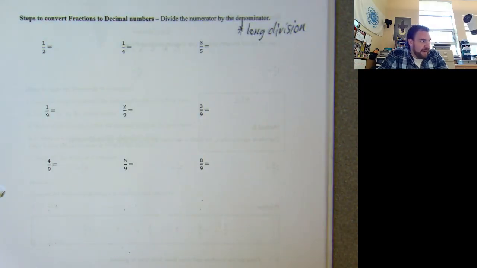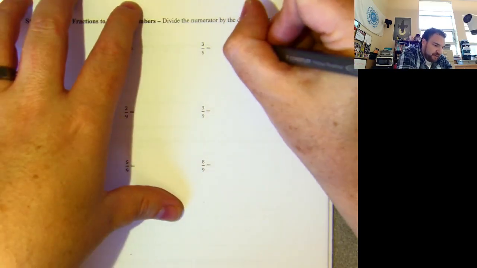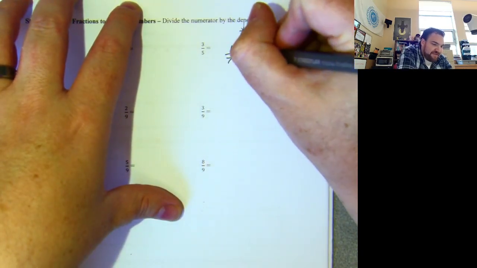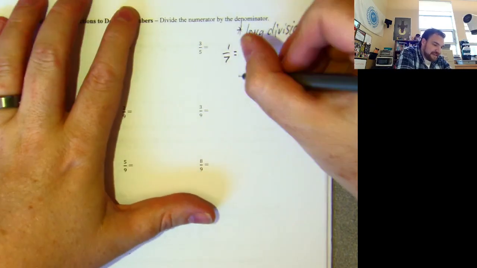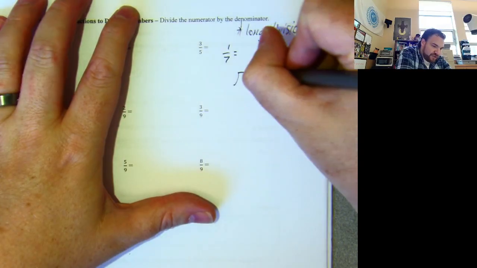That is one way to convert fractions to decimals. I'm going to change the question. I want to do 1/7. I want 1/7 as a decimal. So if you're going to use long division to figure out what the decimal value is, how do you set up your division statement? What number goes where inside long division?